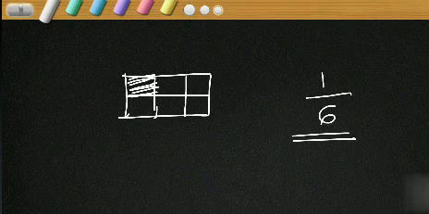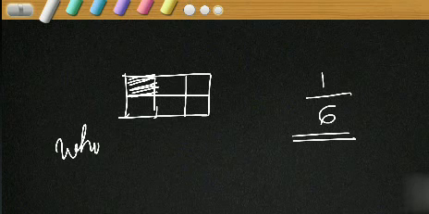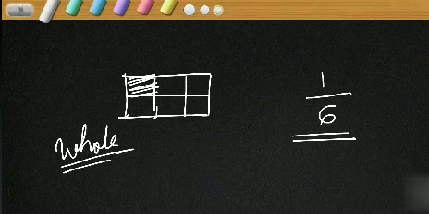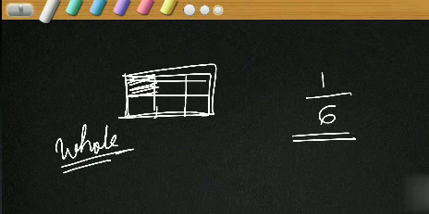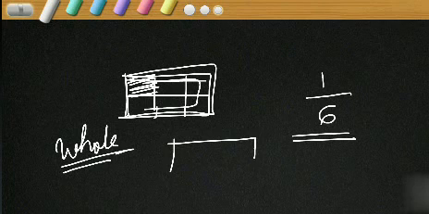So in general, we can define a fraction as part of a whole. What is the meaning of whole in English? W-H-O-L-E, whole, not H-O-L-E, hole. Yes, the entire thing, the whole thing. Entire thing is known as whole. Whole means the full.